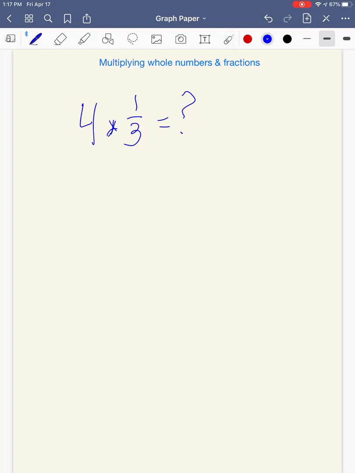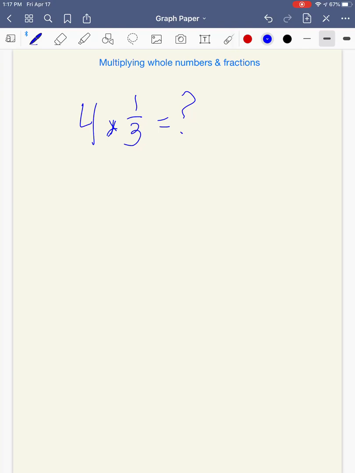This is a video that I made to help us explore the idea of multiplying a whole number and a fraction. We looked at how we multiply two fractions, or we're finding a fraction of a fraction, like 1/2 of 1/4, that kind of thing. So now we're going to look at what happens if one of them is a whole number.